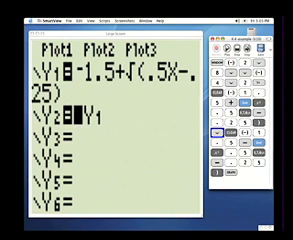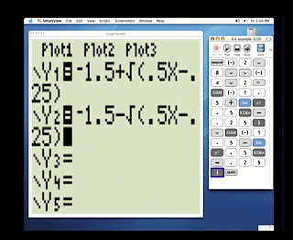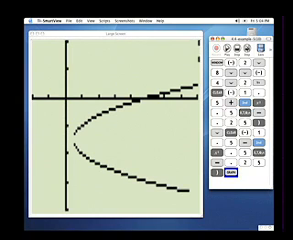Let me move down to y2, and just for the purposes, we need to put in -1.5 and then minus the square root. So second square root 0.5x minus 0.25, close the parentheses, and now let's graph that. So you'll see there's 1/2 of the parabola, and there's the other half of the parabola. And you can see that the graphing calculator can be useful as long as we've changed the equations into functions, which is what we had to do with both the circle and the parabola.